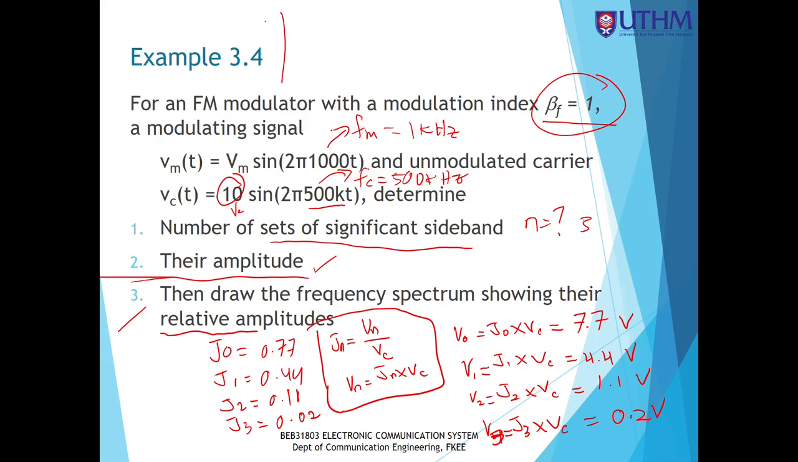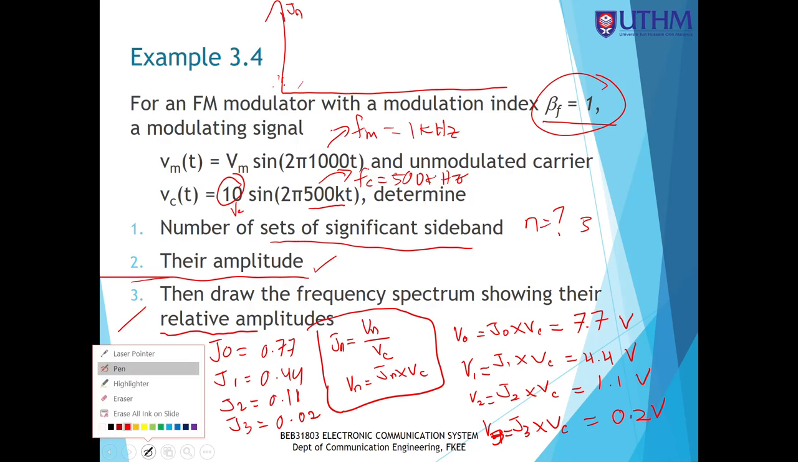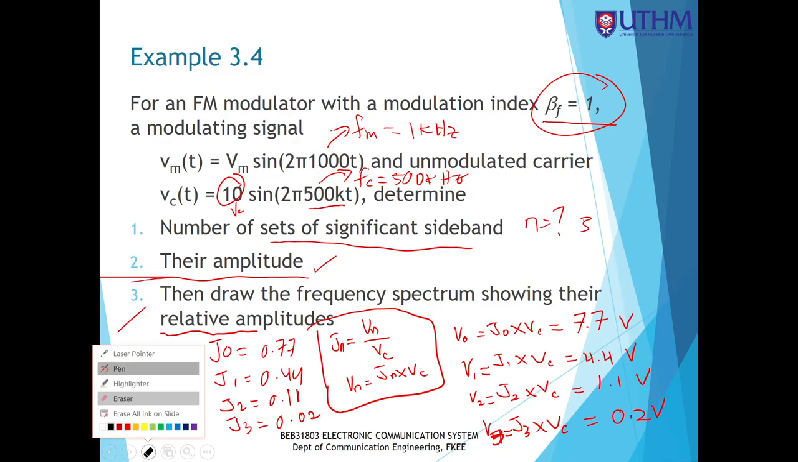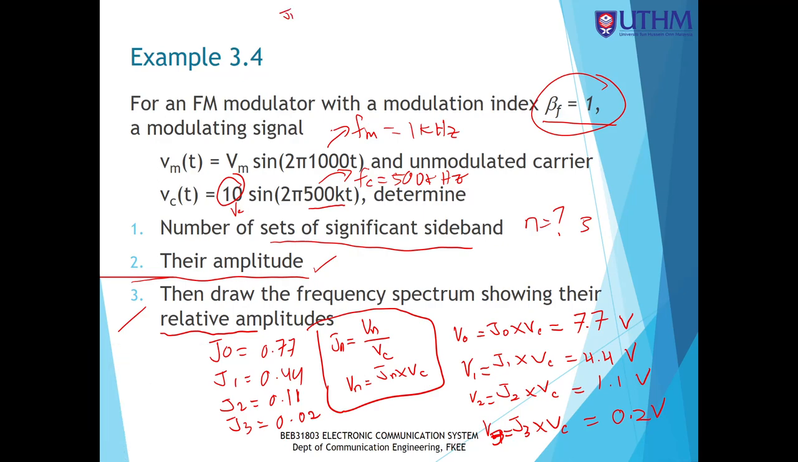So perhatikan class, perhatikan. So this is Jn. Let's say I put here 500K. So this is F in terms of kilohertz.